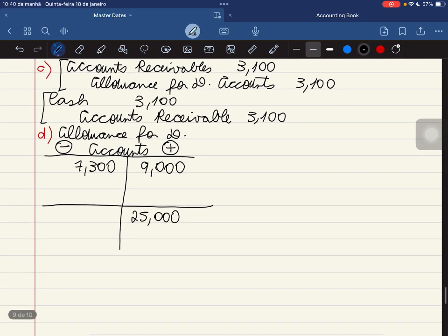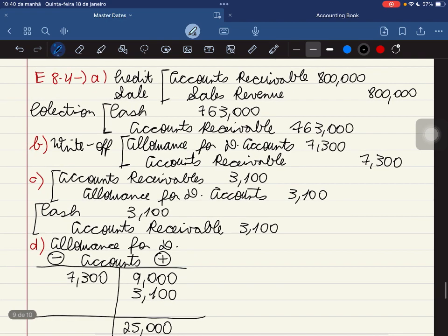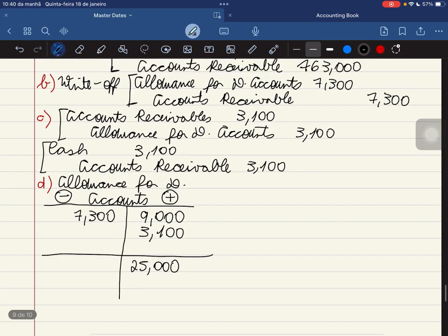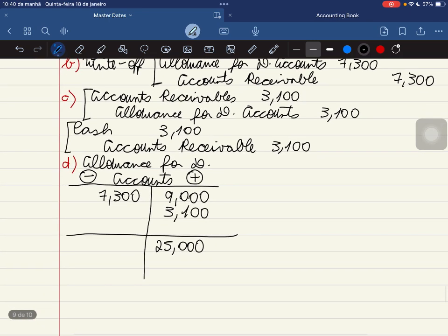So I'm going to credit 3,100. And I think that's it, right? Yeah, that's it. Okay, now what do? We're going to add each side alone. So here on the left side, there's nothing to add, so we're just going to have 7,300.